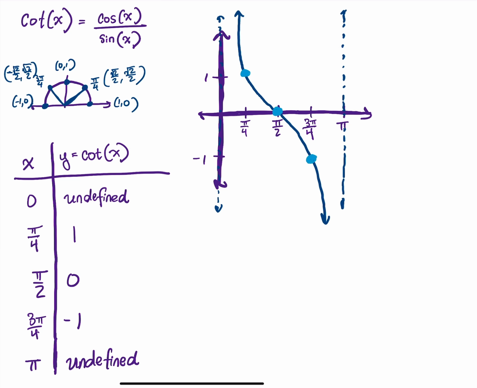So let's label some points. This will be pi over 4, positive 1. Here is pi over 2, 0. And then 3 pi over 4, negative 1. Let me make this a little nicer.